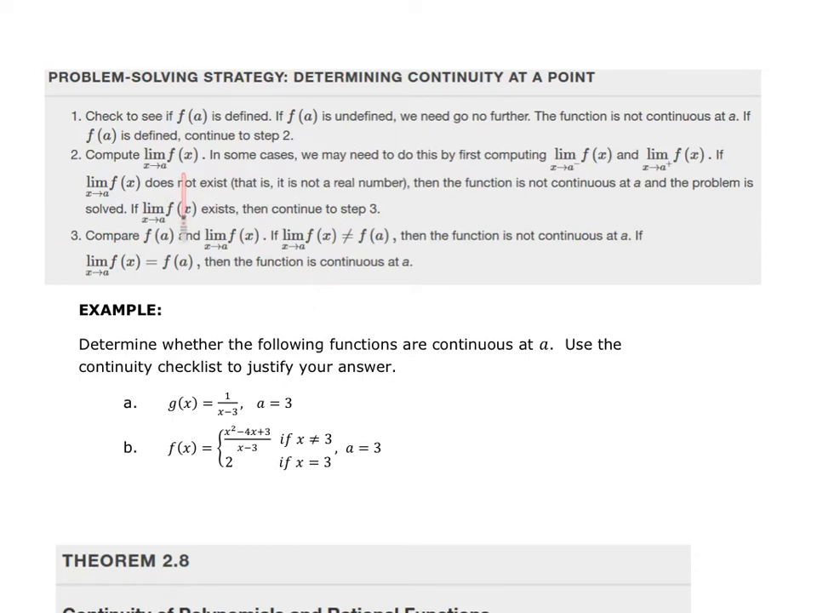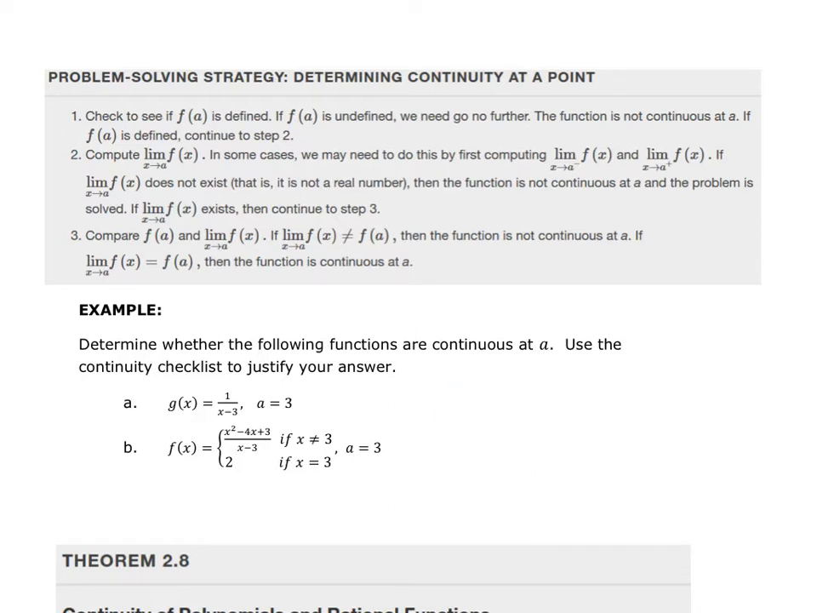That next step is to determine if the limit exists. If the limit does not exist, but it is defined, then you're done. But if the limit exists and it's defined at a, then your next step is to determine whether or not the limit as x approaches a of f of x equals f of a. If it doesn't, you're done. If it does, then it is continuous. So all three of them have to be satisfied for it to be continuous.